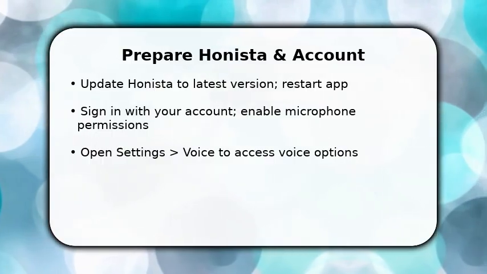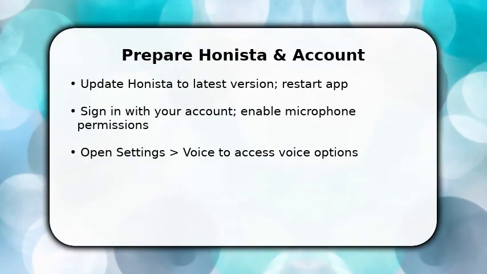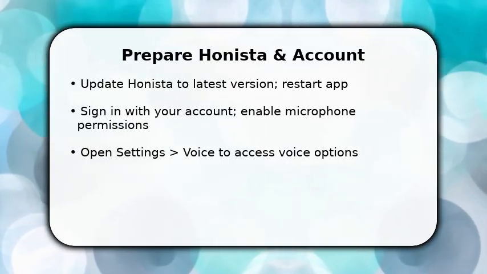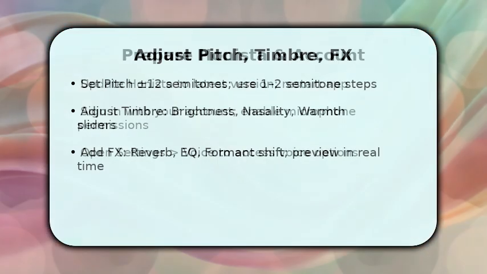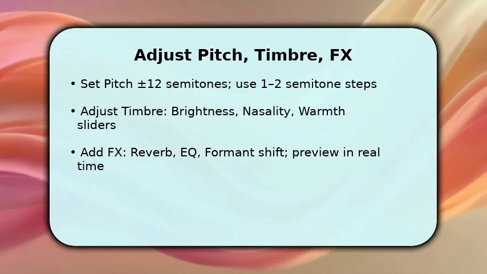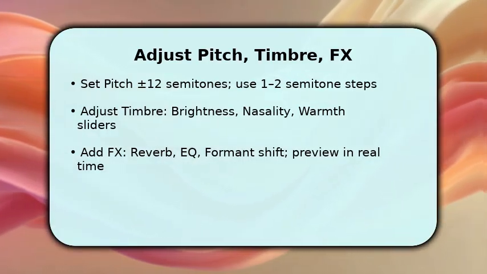First, pick a base preset that matches your target range so subsequent sliders behave predictably. This step sets the foundation for accurate pitch and timbre edits. You now refine the core sound. Start with pitch and move in small increments. 1 to 2 semitone changes keep results natural.